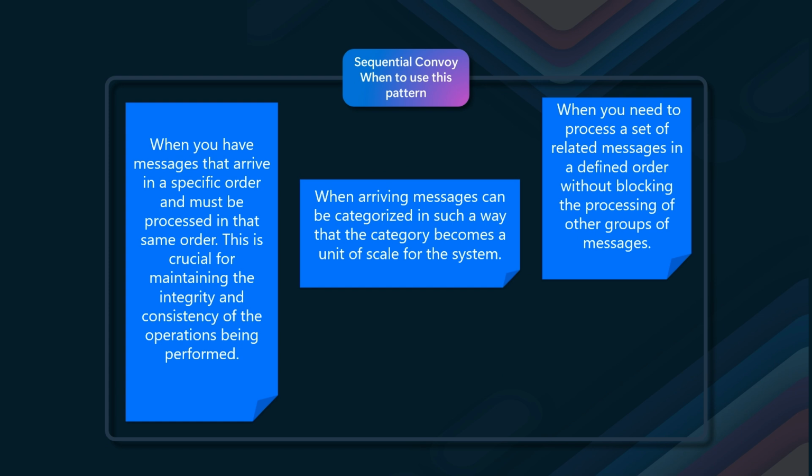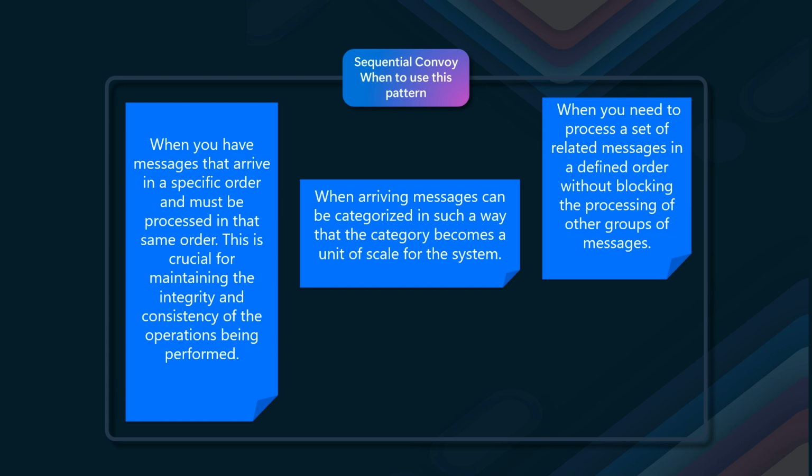The sequential convoy pattern should be used in the following scenarios. Ordered message processing: when you have messages that arrive in a specific order and must be processed in that same order. This is crucial for maintaining the integrity and consistency of the operations being performed.